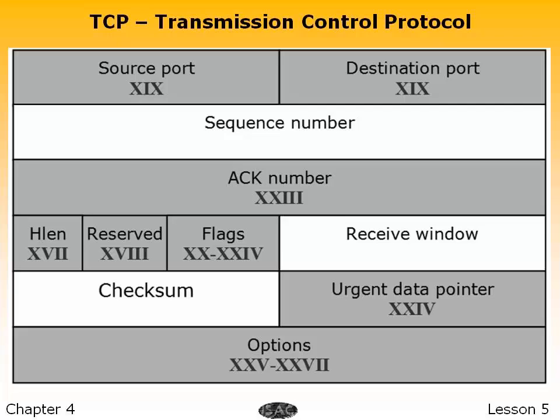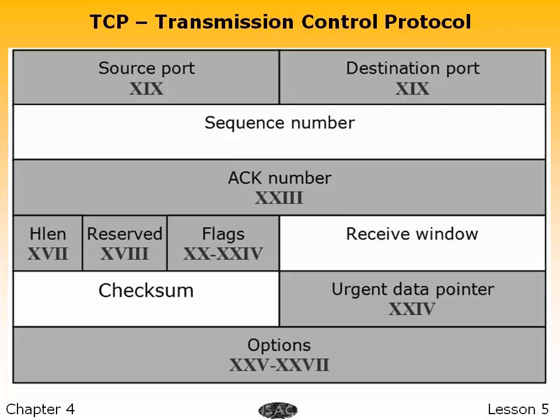Steps 1 and 2 establish the connection parameter for one direction and it is acknowledged. Steps 2 and 3 establish the connection parameter for the other direction and it is acknowledged. With this, a full duplex connection is established.